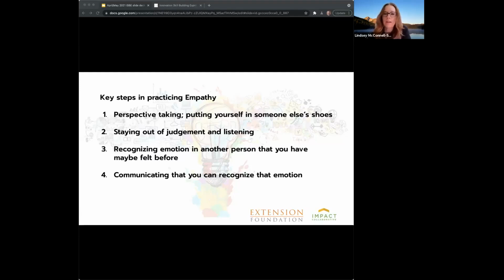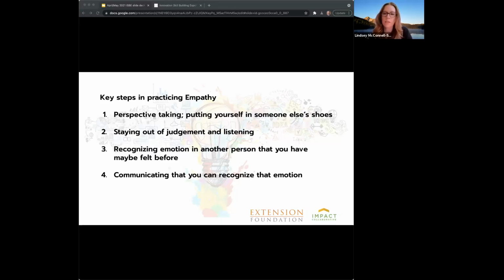Another key part of that is staying out of judgment and listening. I think the staying out of judgment piece can also come up later when we're talking about assumptions. There's a spot on your canvas to write down some of the assumptions that you're making. That might be something that you include there. What assumptions do you have about the population you're working with, and how might that limit you?